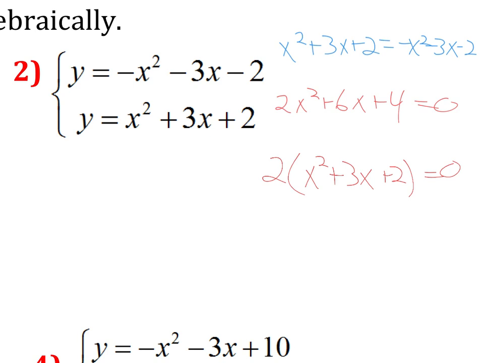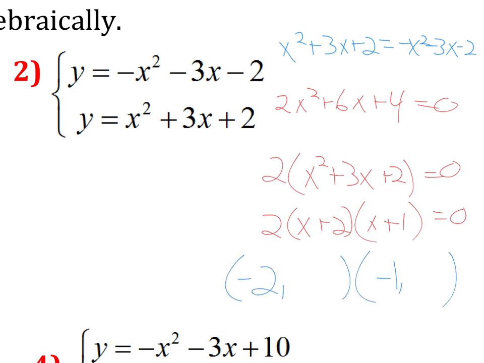I'll continue to factor what's in the parentheses here. Numbers that multiply to be 2 but add up to 3, that's going to be 1 and 2. So my x values are going to be negative 2, comma something, and negative 1, comma something. So if I plug in negative 2 for x, I'm going to use the second equation because there's fewer negatives to deal with. Negative 2 squared is 4 minus 6 plus 2. 4 minus 6 plus 2. That's going to be 0. And I kind of anticipated a y value of 0 there too.